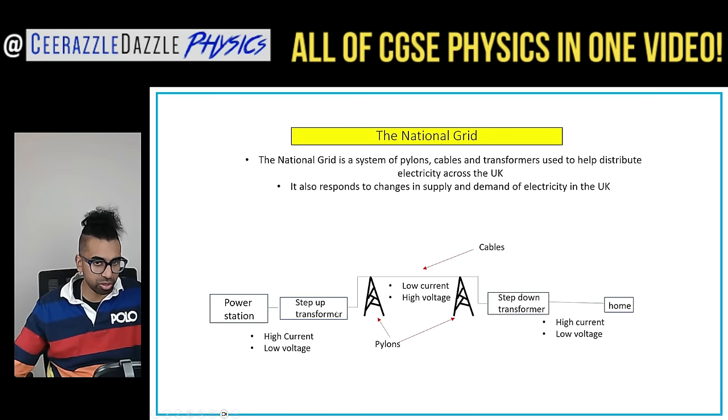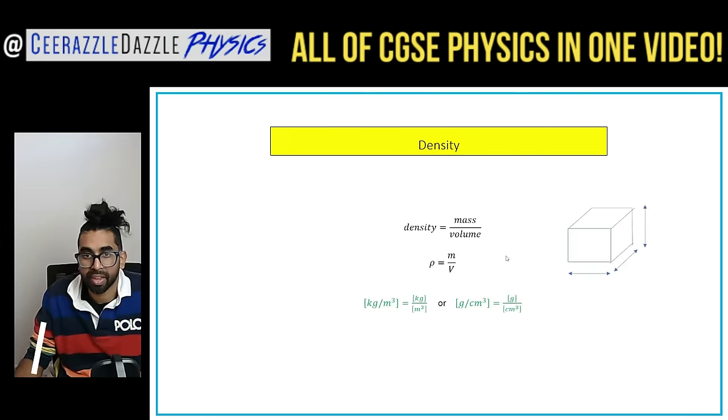And don't forget the function of the transformers is because you want it to be low current when it's being distributed, so therefore there's the least energy loss.